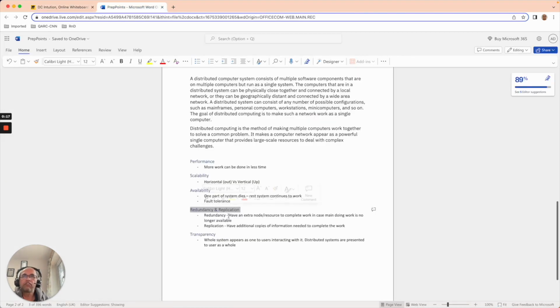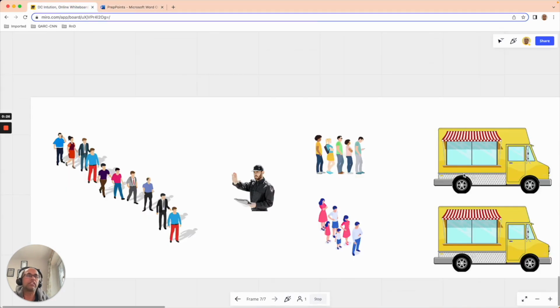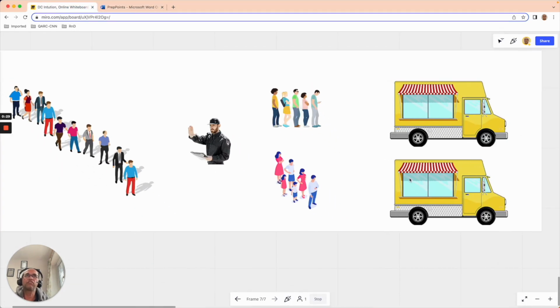So what is redundancy? Let's look at just this line. Have an extra node or resource to complete work in case the main one doing the work is no longer available. I think this is kind of obvious in what we are showing here. If there is any issue with, let's say, one of the food trucks, at least there is another one to serve. Although now your performance will slightly reduce. You will not be able to serve the same number of customers per unit of time like you were doing earlier, but still you will keep on working. It's not like everything will go down, right? So that is redundancy. You have some redundancy in this system by having multiple food trucks.